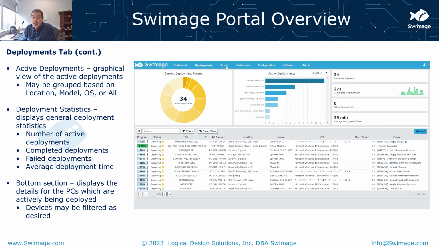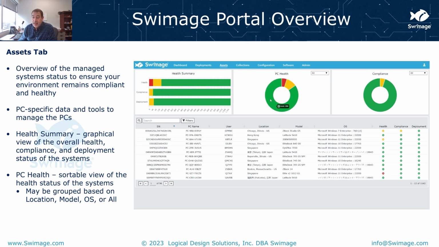Moving on to the next tab, this is our Assets tab. The Assets tab provides an overview of the managed system status to ensure your system environment remains compliant and healthy, as well as PC-specific data and tools to manage those PCs directly from the portal. The graphics provided on this page include the health summary, which is a graphical view of the overall health, compliance, and deployment status of the systems.